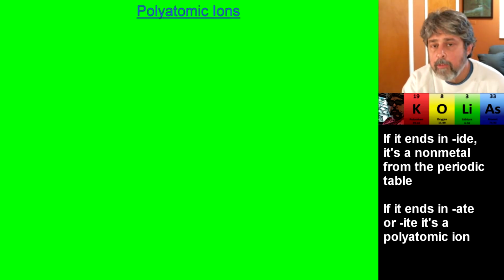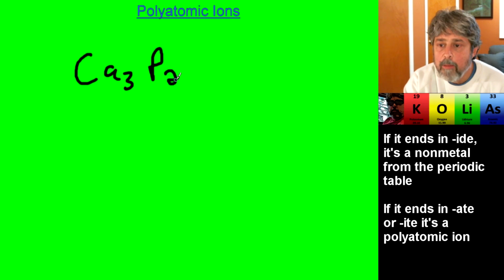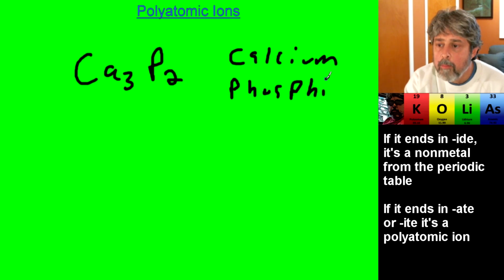Okay, polyatomic ions can be a little confusing because sometimes you can't recognize if it's a polyatomic or a binary compound. So let's look at a couple examples here. Let's say we have calcium phosphide. This would be calcium phosphide. Remember, this comes from phosphorus, and we always end our nonmetals with an IDE, calcium phosphide.